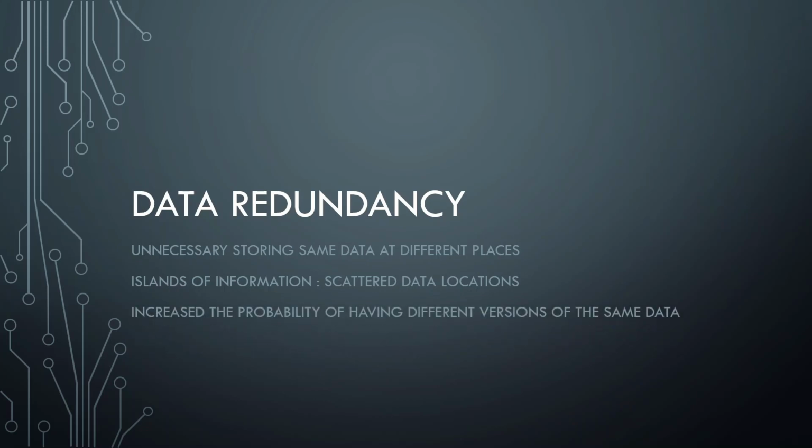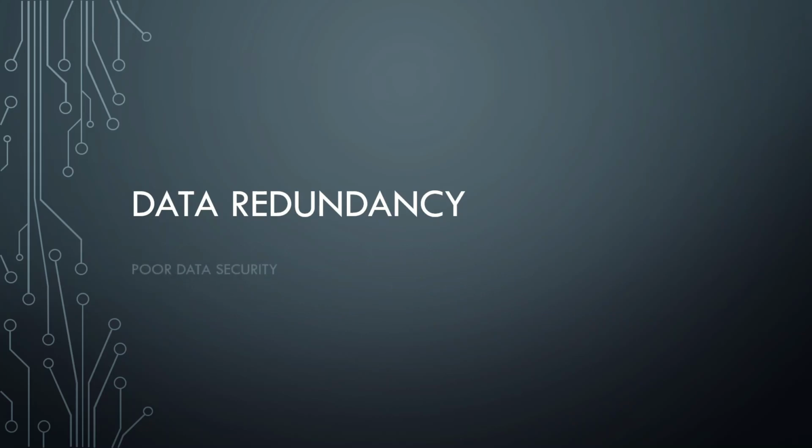Also, you could increase the probability of having different versions of the same data. With data redundancy, as I mentioned above, you would increase the probability of having different versions of the same data, meaning that the name you stored inside A could also be stored inside B, but in a different manner than it was stored inside A. Basically, it's like that.